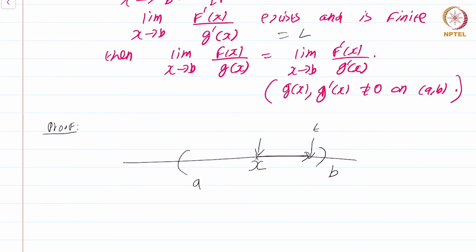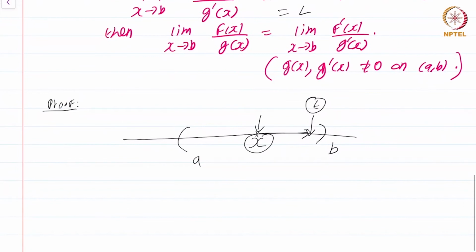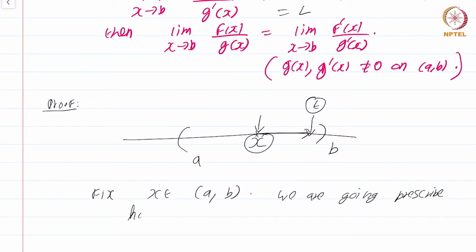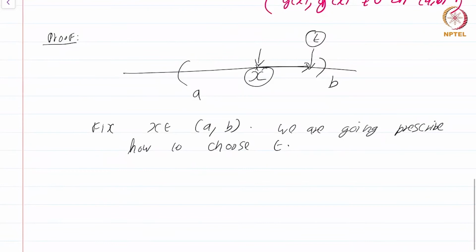And then I'm going to apply the ratio mean value theorem to the functions f and g between these points t and x. So given any x, I will always be able to find a t such that certain nice things happen. And that's essentially going to be the proof. Okay, so fix x in AB. We are going to prescribe how to choose t.